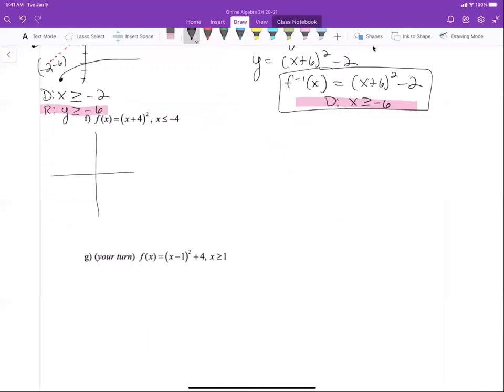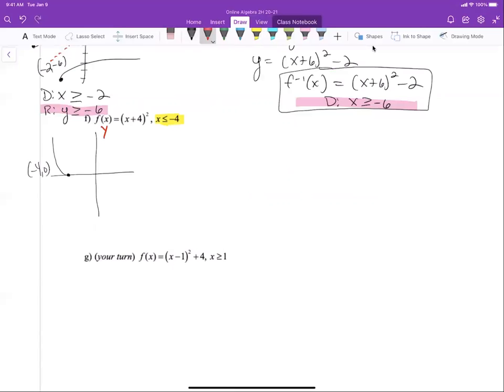F of x equals (x plus 4) squared. It's a parabola that has been shifted to the left 4. So I'm somewhere right about here. So this is at 0, -4. I'm sorry, that is at -4, 0. Notice that they tell me that the x values are less than or equal to -4. So that original graph is only that portion of the parabola. It meets the horizontal line test.